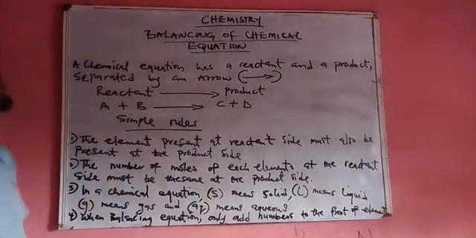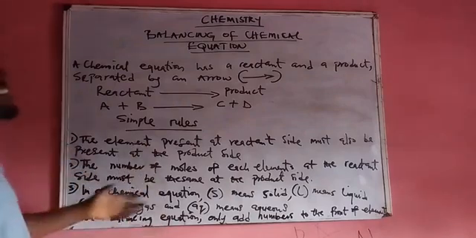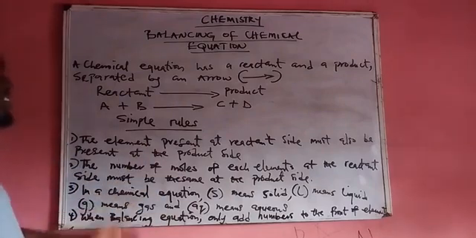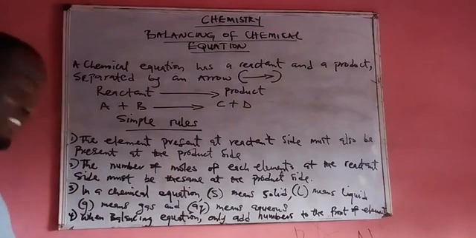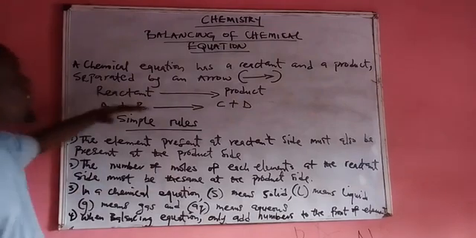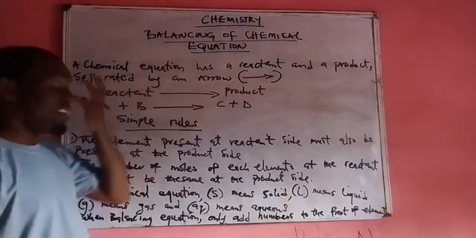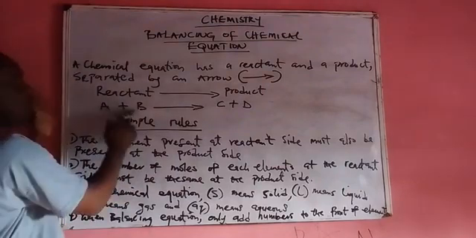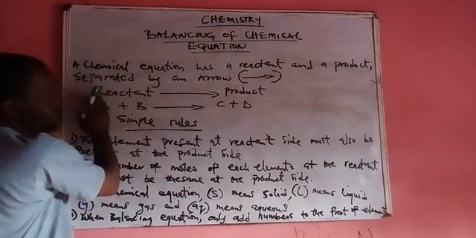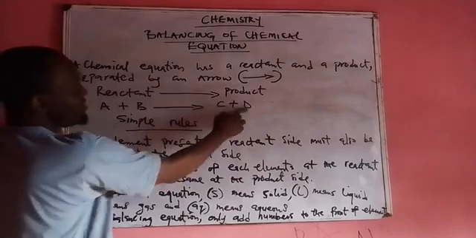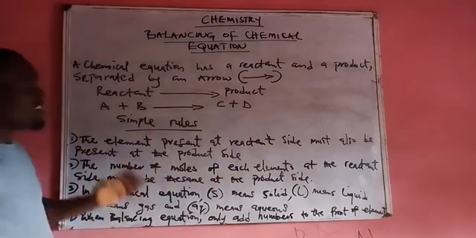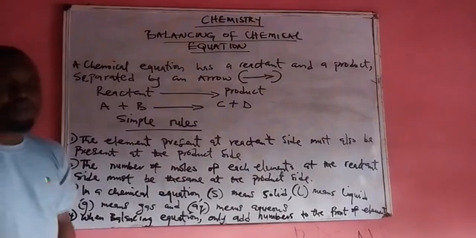Now, before we enter the main topic properly, let's look at what a chemical equation really is. A chemical equation is an equation that has the reactant and the product. The reactant is always on the left hand side, while the product is on the right hand side. A plus B is a reactant. C plus D is a product. Now, let's look at the simple rules.